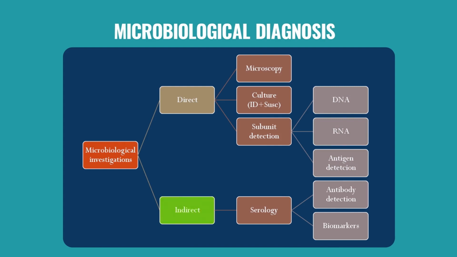And then we have indirect detection tests where you look at the host's response to an infection. So basically you're looking at antibody presence for particular organisms. There can also be presence of other markers of infection which are not directly related to the organism, which we call as biomarkers. Biomarkers help us to predict whether a particular process of fever or sepsis is due to a bacteria or virus or it is due to something else entirely. Like you have examples like C-reactive protein and procalcitonin.